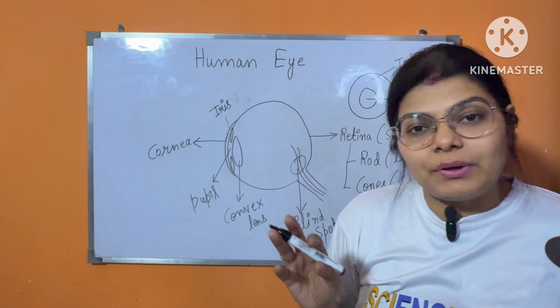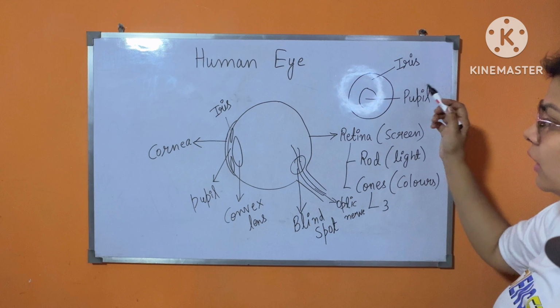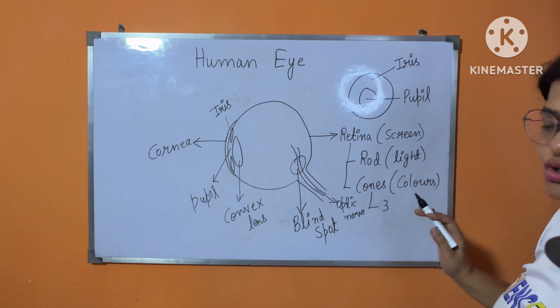Our brain can only detect signals in the form of electrical impulses, and that is done by the neurons. You all know about it. So this is the blind spot. This is your optic nerve through which we can analyze what we are seeing in our surroundings. And this is your retina. I hope I have covered a lot of parts.